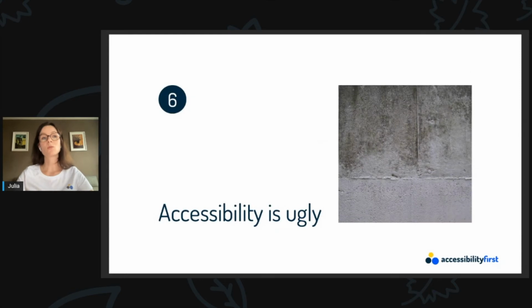The last myth I'm going to talk about is accessibility is ugly. This myth is my all-time favorite because it's so not true in any way. An accessible design does not mean the design is ugly. It means accessible websites can be ugly, and there are a lot of ugly accessible websites out there, but it's not accessibility that makes them ugly. And there are a lot of ugly inaccessible websites too.